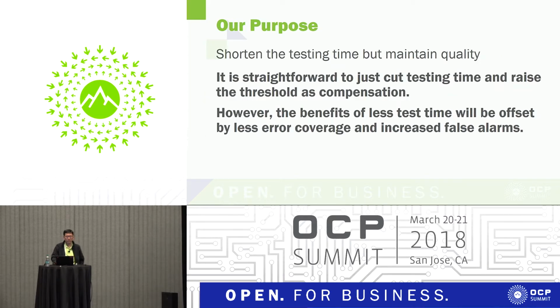So I'll give you some calculated and analyzed data. Our purpose is to shorten the testing time but still maintain the quality. How can we do that with this data? It's straightforward: just cut the testing time and raise the threshold as compensation.